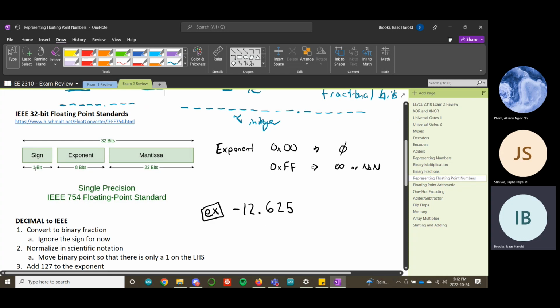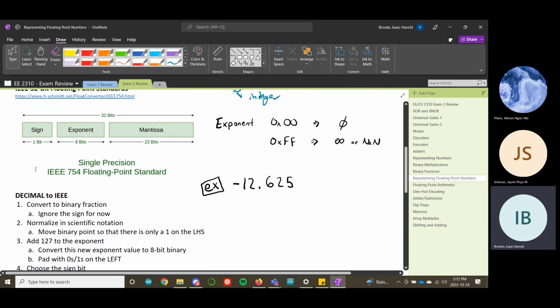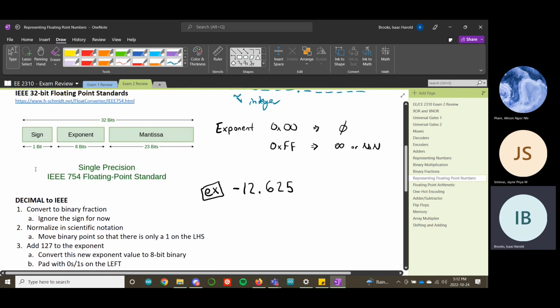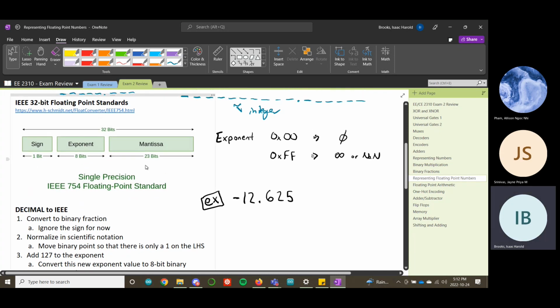So next, we're going to talk about the IEEE 32-bit floating point standard. It's actually not as complicated as it might sound. There's just a couple of steps that you need to remember. This is kind of what it looks like in the computer. You have 1 bit for the sign, 8 for the exponent, and 23 for the mantissa, or that's what we call the fraction bits.